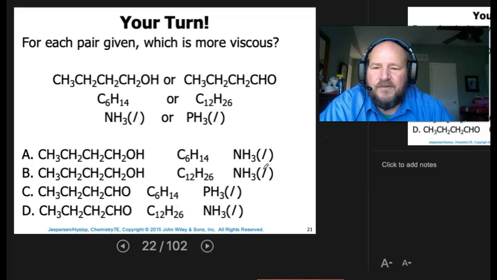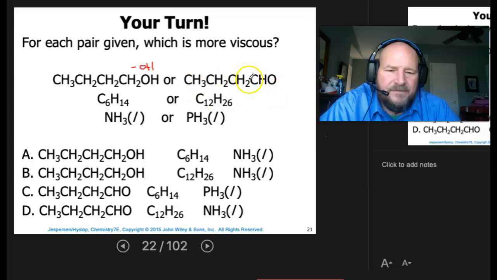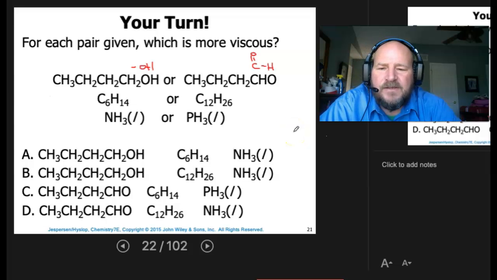All right, now they're giving us pairs. So for each given pair, which is more viscous? C6H14 as a straight chain. Oh no, so they're saying we still have a straight chain. 1, 2, 3, 4. So we have a butanol. So we have an alcohol in the end. We didn't really talk about these functional groups. So that's going to be an OH. And then here we have CHO, which is going to be a C double bond O with an H. Okay, so that's going to be an aldehyde. So alcohol or aldehyde, which one would we expect to be more viscous? Then the straight chain carbon with 6 or with 12. And then ammonia as a liquid versus PH3 as a liquid.